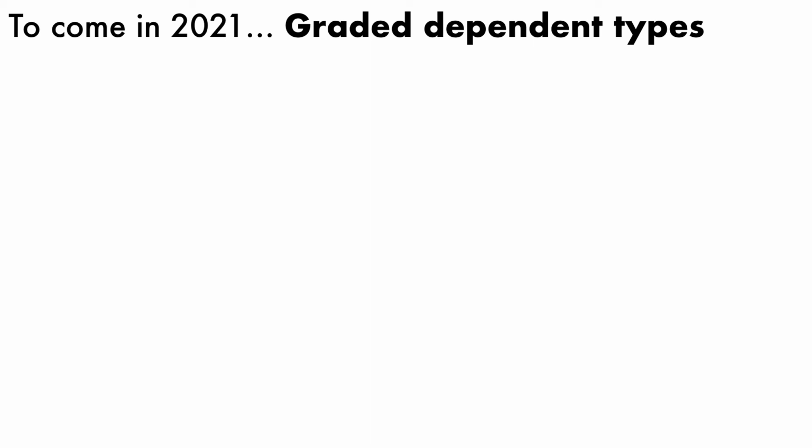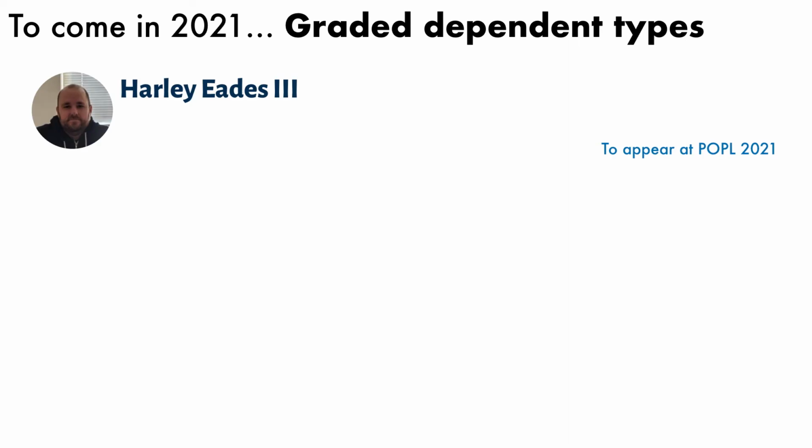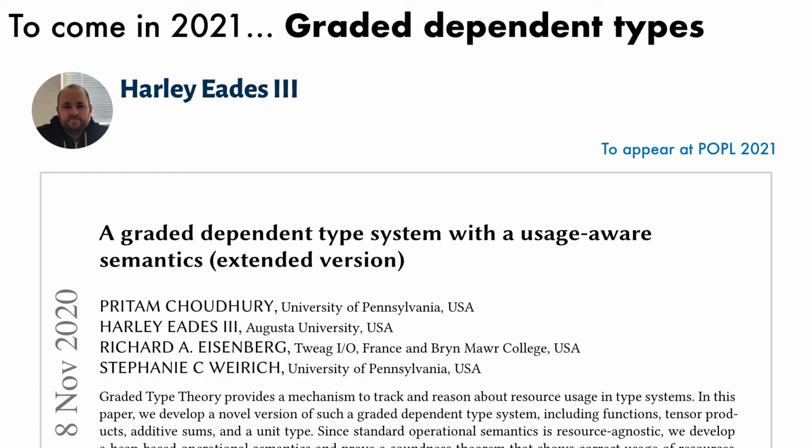So one of the things we've been working on for a while is looking at combining grading with dependent types. So taking the power of grading to track how data is used in your program and extending that to work in the dependent type setting where data can flow between your types and your computations and back again and so on. So there's sort of much richer data flow in that setting. So Harley has a paper that's appearing at POPL 2021 very soon, a graded dependent type system with a usage-aware semantics. And this is with Pritam Chowdhury, Richard Eisenberg and Stephanie Weirich.